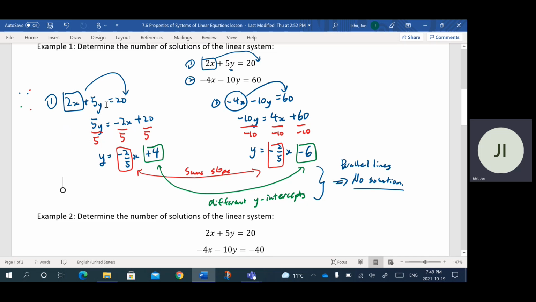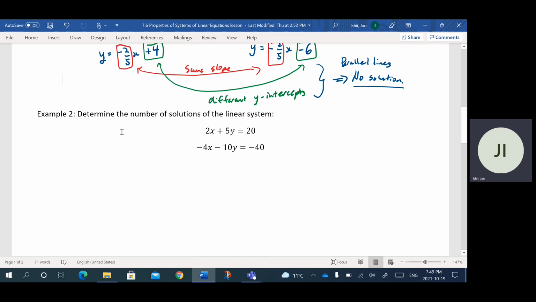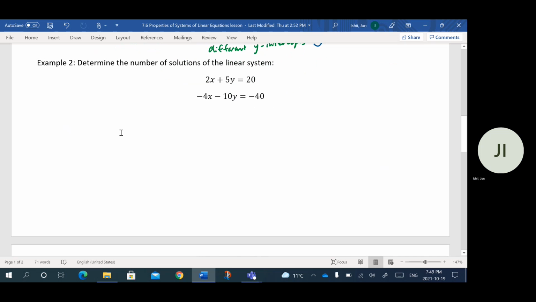Again, we had to change these to slope-intercept form to see the slope and the y-intercept. All right, cool. So let's take a look at this one. Again, I have two equations. I want to change each one to slope-intercept form.